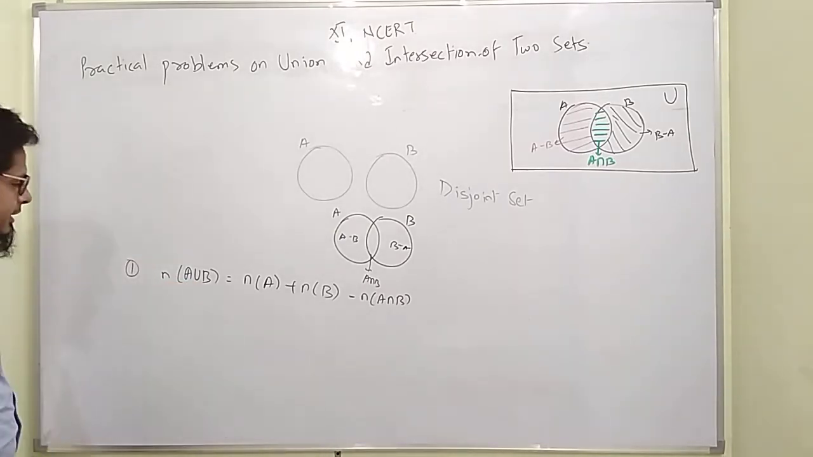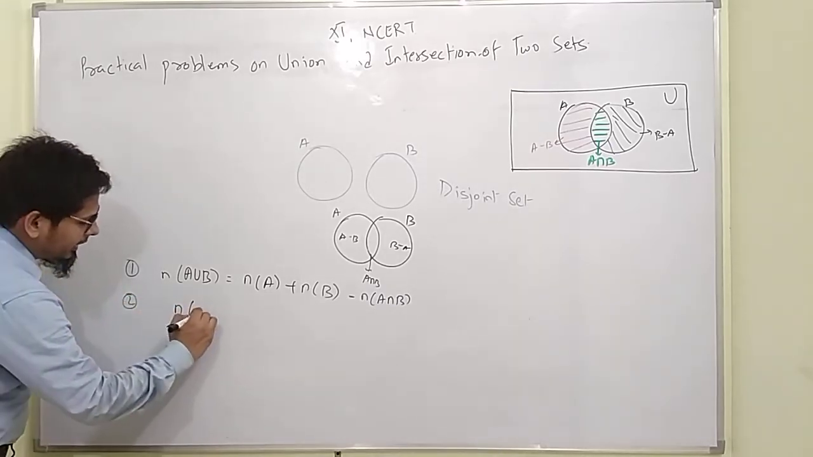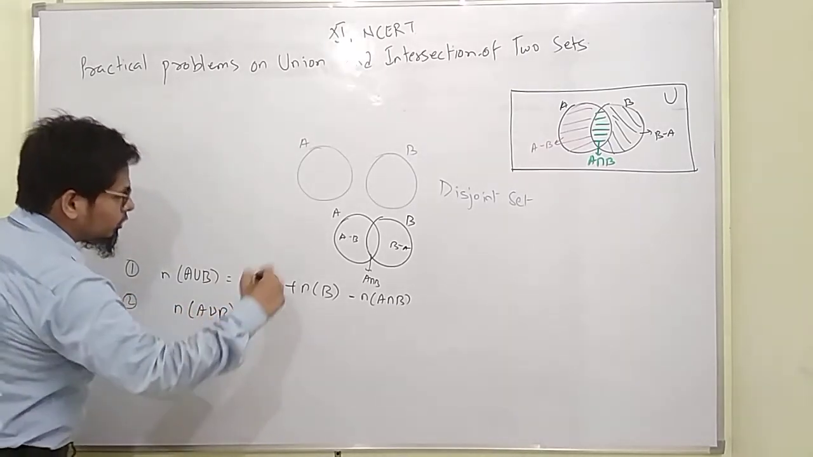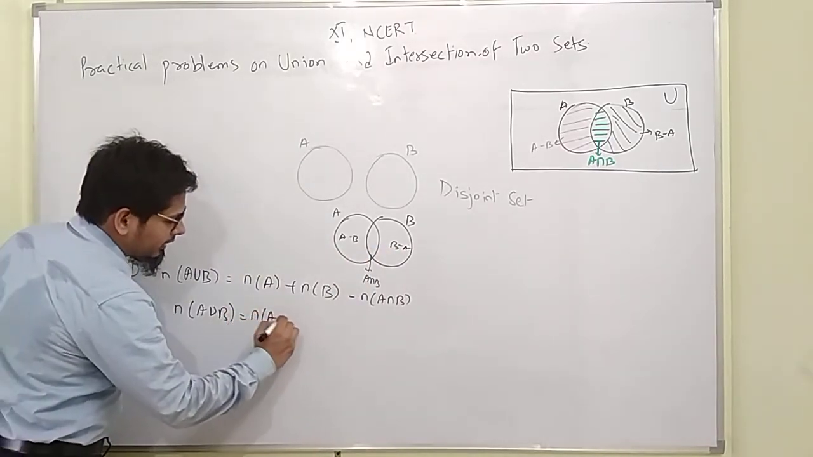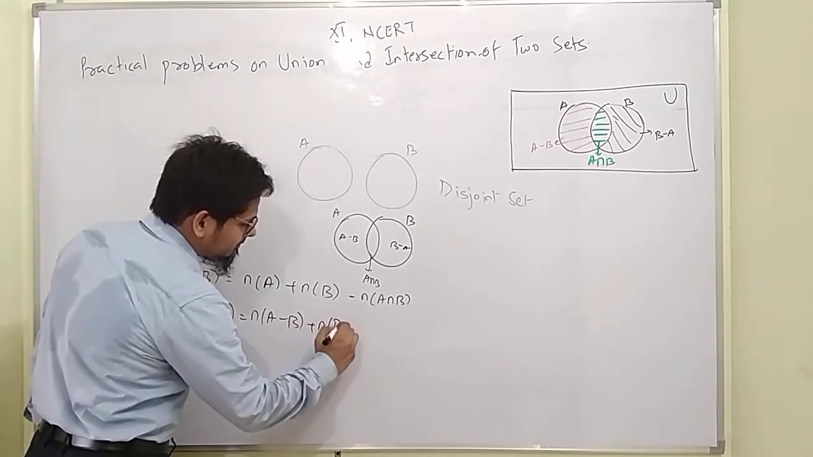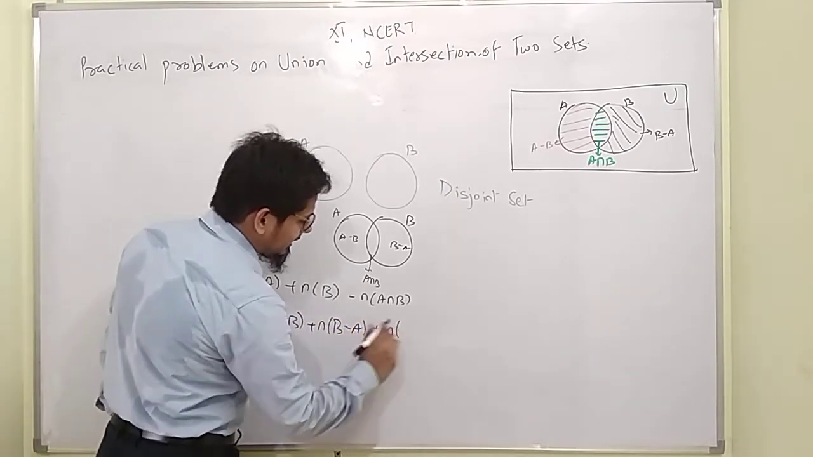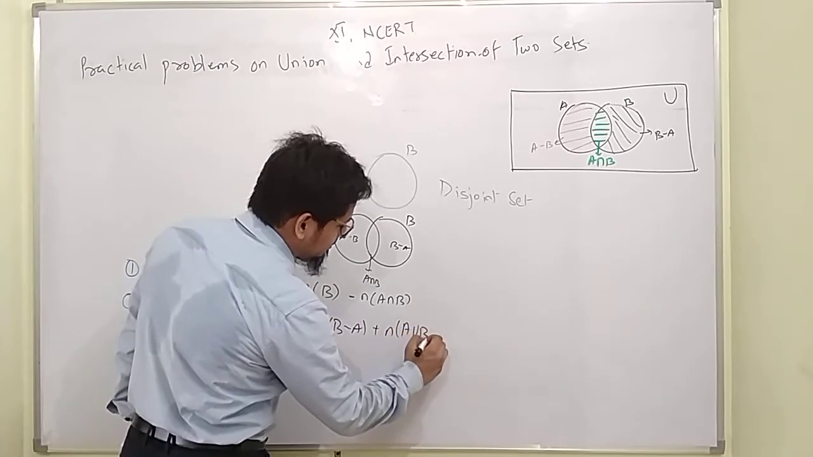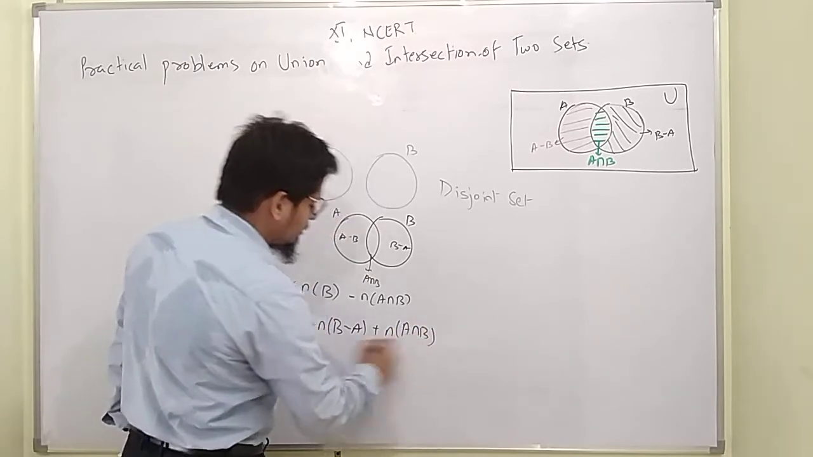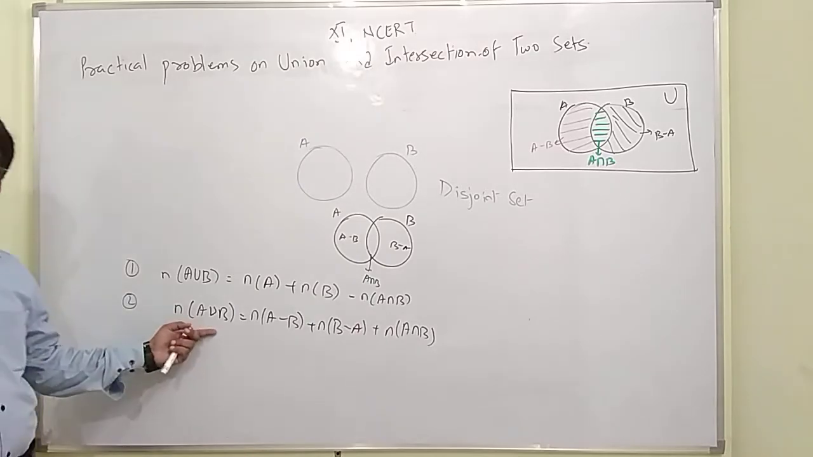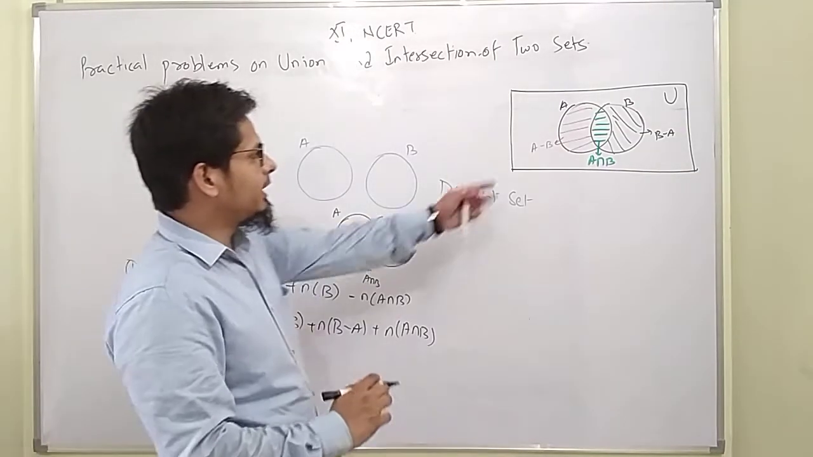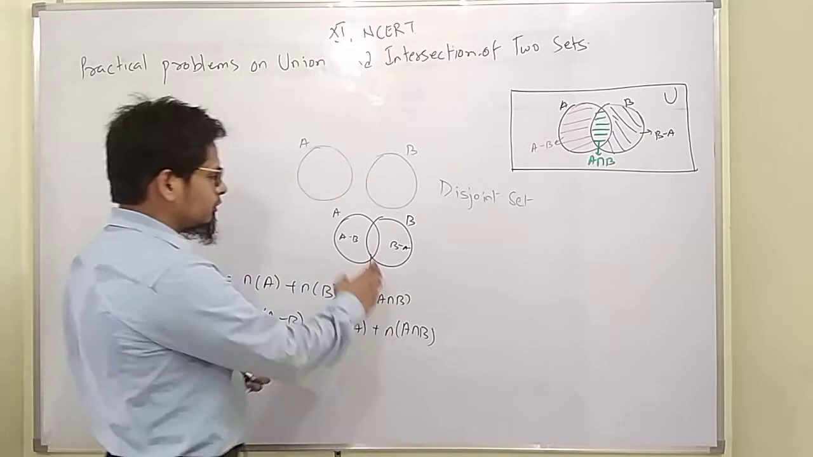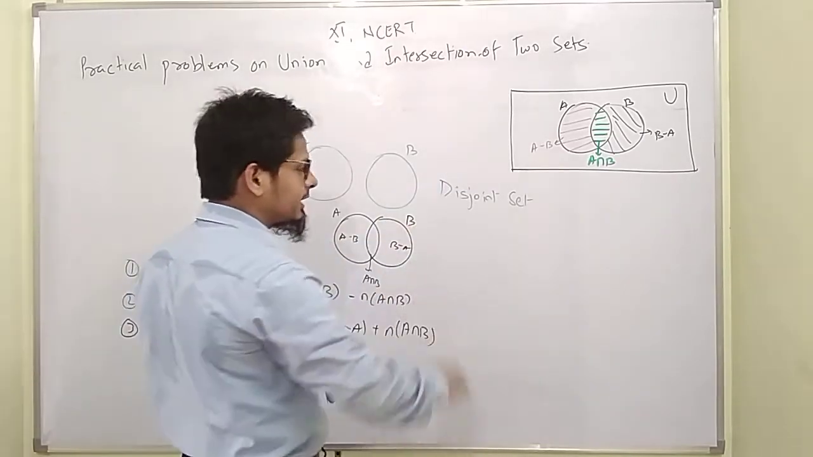Note down. Second, n(A union B) is also equal to, on adding all these three parts, n(A minus B), n(B minus A), and n(A intersection B), right? On adding these three parts, that is also equal to n(A union B). Now the third part, class, I shall draw this figure in this way. Both figures are the same.